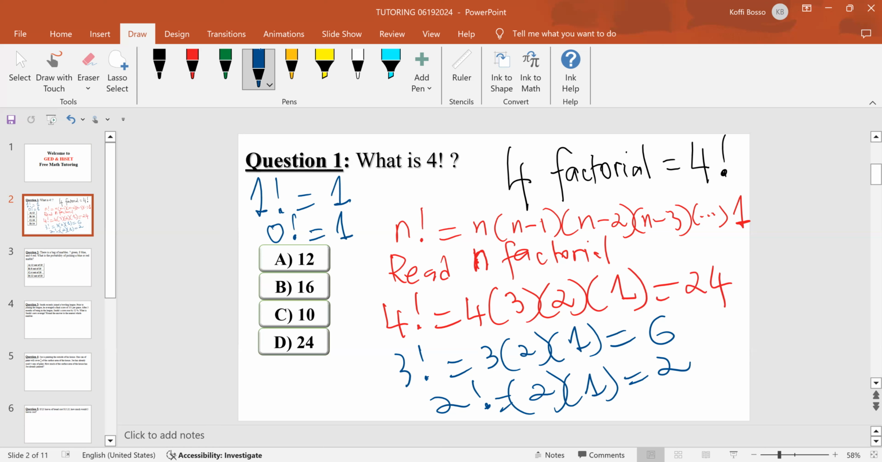So the idea is that they give you a number, they say factorial, you take that number and multiply by the previous number, and you do this multiplication until you reach 1. So the correct choice here is D.